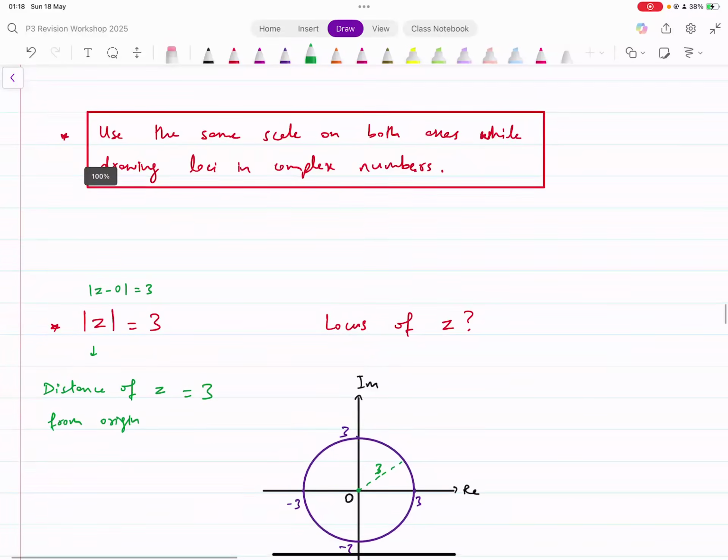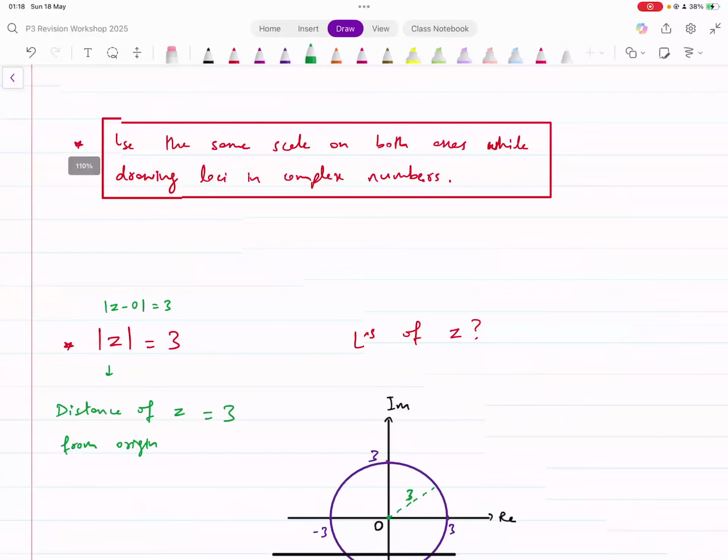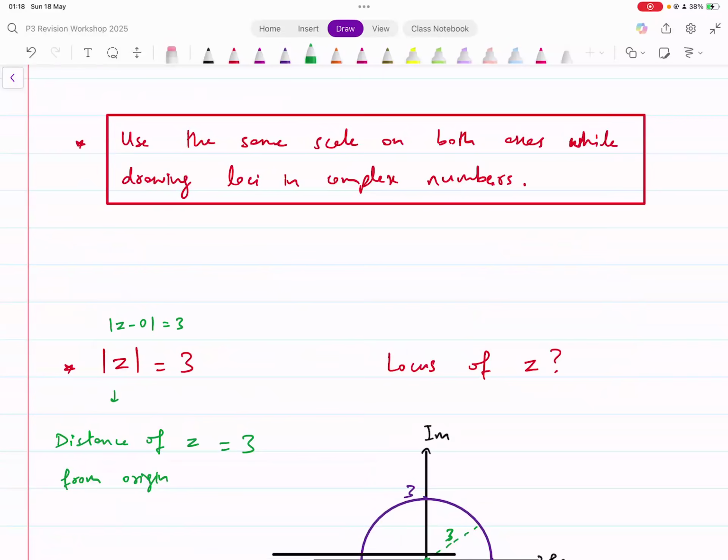Now, how are these loci related to complex numbers? Let's think about that. Before we do that, remember, whenever you draw Argand diagrams, use the same scale on both axes. Whatever is 1 unit on the horizontal axis should be the same as 1 unit on the vertical axis. Do not use different scales, otherwise your circles are going to look like ovals. Your perpendicular bisectors are not going to be good, and that will not be acceptable. You will draw these diagrams accurately.